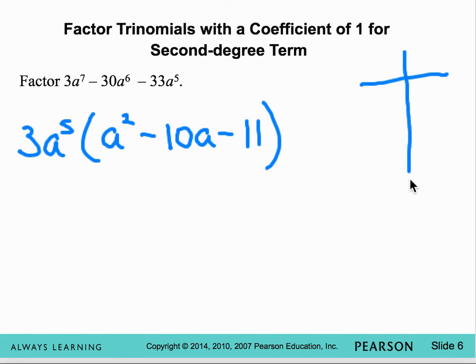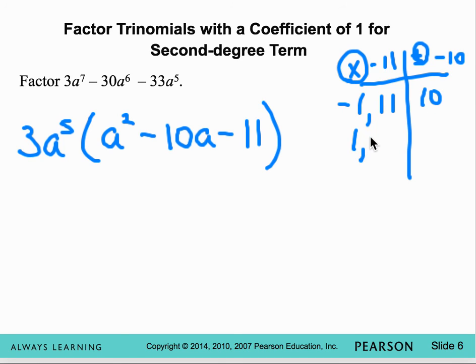So if it's going to factor, I need two numbers that multiply to give negative 11 times 1 and add to give negative 10. Okay, so one of them's got to be negative since I'm multiplying to get a negative number. So negative 1 and 11. Hey, if I add those, I get 10. Right number, wrong signs. I need it to look like this. Perfect. Because my leading coefficient is 1.